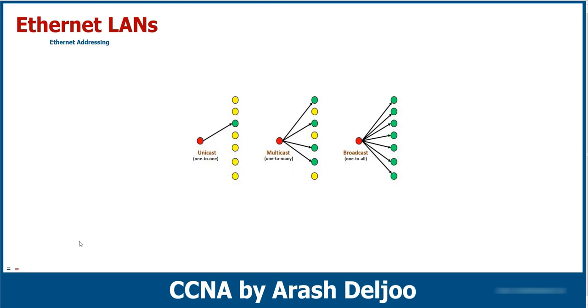Okay, because of that we have three types of communication, and because we are working in the Ethernet LAN and we are talking about the address of this type of network, we need to say that we have three types of MAC address. The first type is the unicast MAC address, the second type is the multicast MAC address, and the third type is the broadcast MAC address.